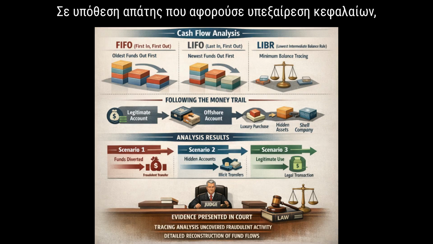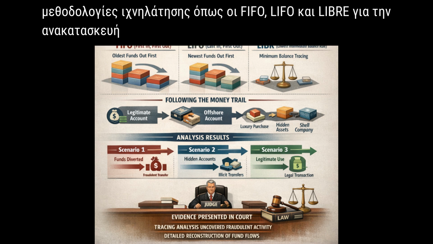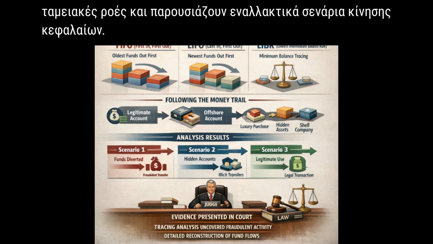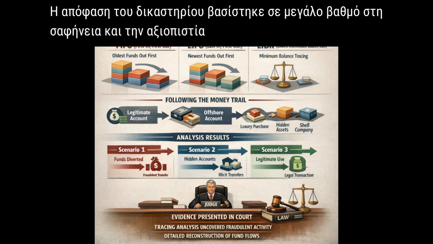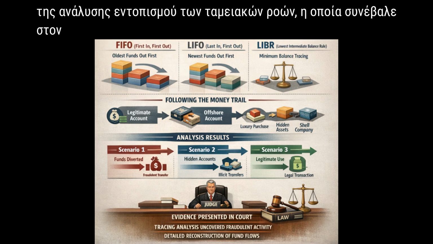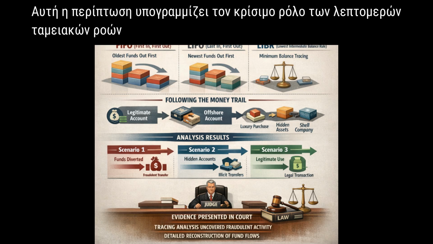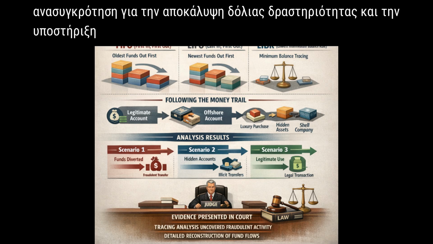In a fraud case involving misappropriated funds, experts employed tracing methodologies such as FIFO, LIFO, and LIBOR to reconstruct cash flows and present alternative scenarios of fund movement. The court's decision relied heavily on the clarity and credibility of the cash flow tracing analysis, which helped identify the flow and misuse of funds. This case underscores the critical role of detailed cash flow reconstruction in uncovering fraudulent activity and supporting legal outcomes.